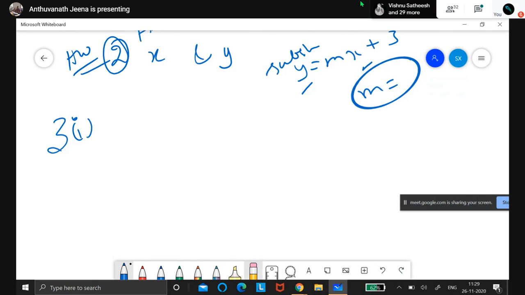From the pair of linear equations, for the following problems find their solution by the substitution method. Very good. Question.